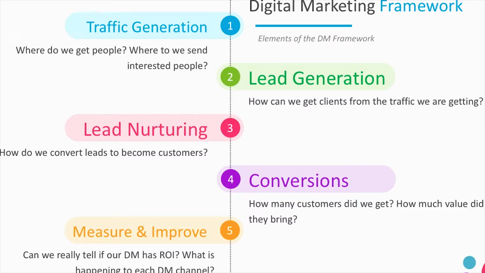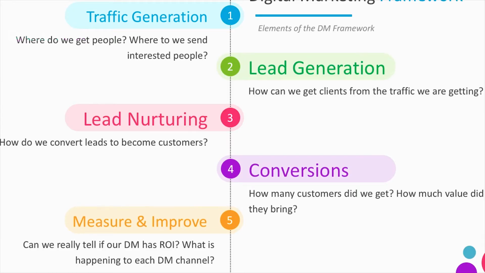Number 1 is traffic generation, where we are talking about who our buyer persona is, where do we get them, and where are we going to send them, in terms of which platform do we direct them to. Then the second part is lead generation, which answers the question, how can we get clients from the traffic we are getting? What are the lead magnets? What do we exchange with our clients for them to give us their information? And by the way, signing up for a newsletter is not good enough for this option. It can work, but it doesn't become as effective as the other options available.